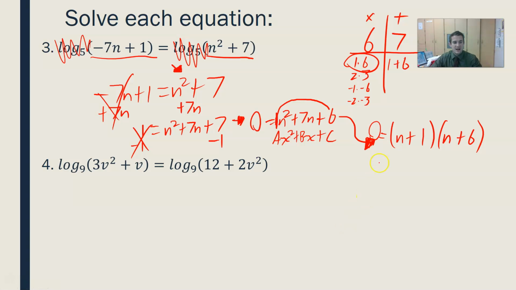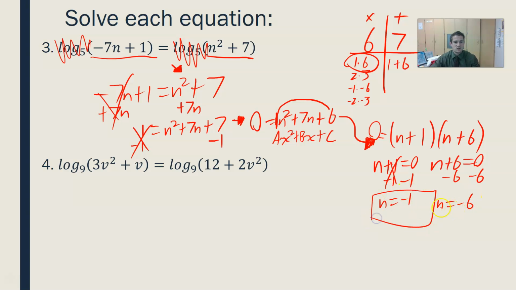Then to solve for n in each of those, I'm going to set each of these equal to 0. N plus 1 equals 0, n plus 6 equals 0, and then solve for n. I'm going to subtract 1 on both sides, n equals negative 1. Subtract 6 on both sides, n equals negative 6. So I have two answers, negative 1 and negative 6.